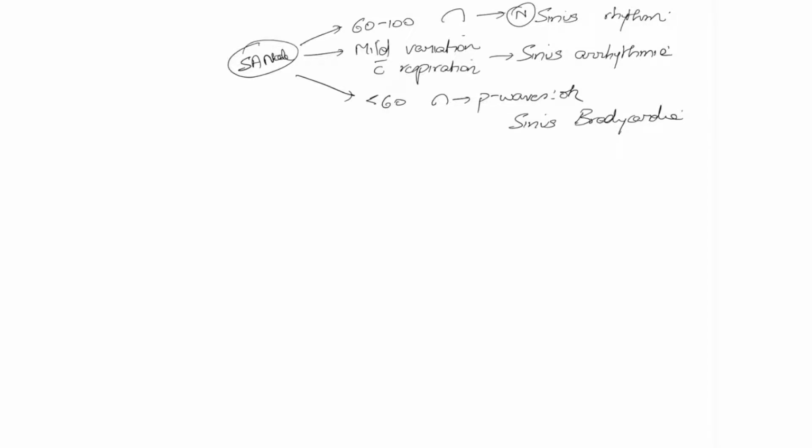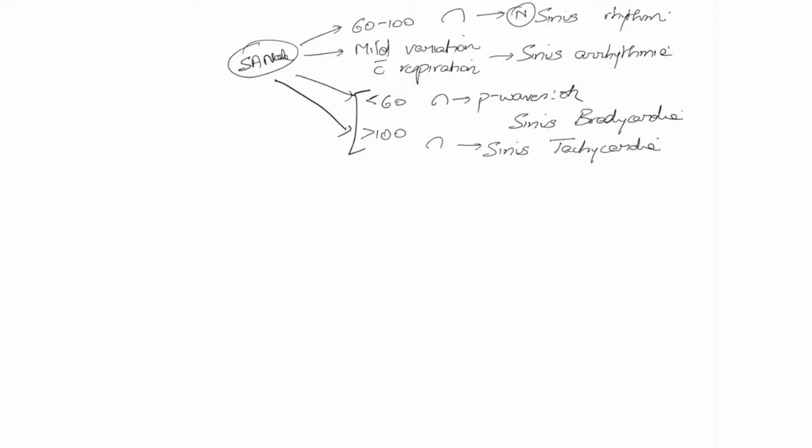Now, another thing that might happen is that the SA node is still the one causing the waves of depolarization in the heart, but it just happens to do so faster. So the rate is more than 100, and this would still cause the P waves to look normal, and this would be sinus tachycardia. In both these cases, the P waves look okay and the underlying rhythm is regular. The only difference between a normal sinus rhythm, sinus bradycardia, and sinus tachycardia is the rate.